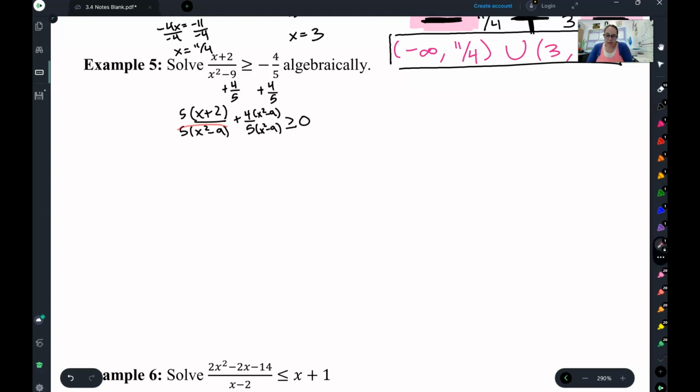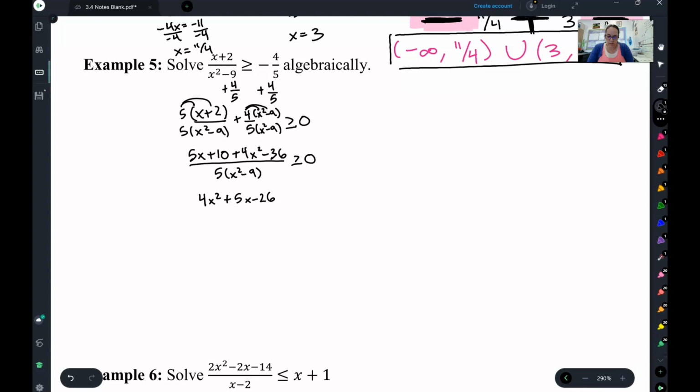So then I can double check that these denominators are common. They are the same. So let's distribute this 5 and I get 5x plus 10. Distribute the positive 4 to get 4x squared minus 36, all over our common denominator. So if I sort all this out, I get that. And ta-da, step 1 is finished. Brought everything to one side and got it to be a single fraction.